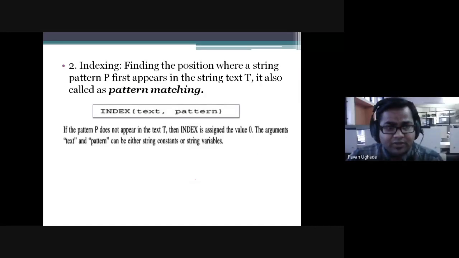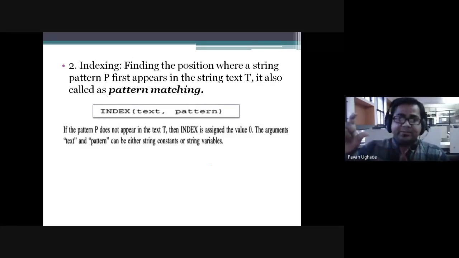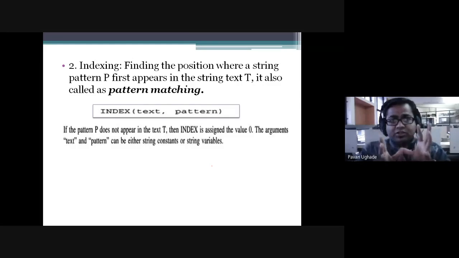Let's move further with the second important function which is new for you, that is indexing. You might have heard the word index. When you open the book, you always go for the index page, right? In the index page, you will find the concept along with the page number, the position where that concept is taught or mentioned in the book. That is the position, the page number.